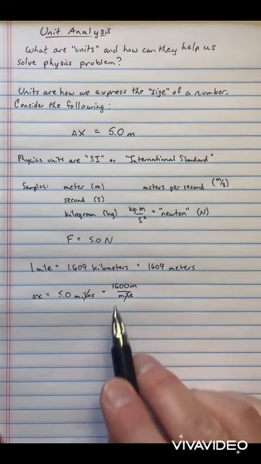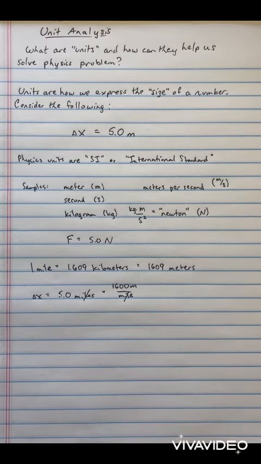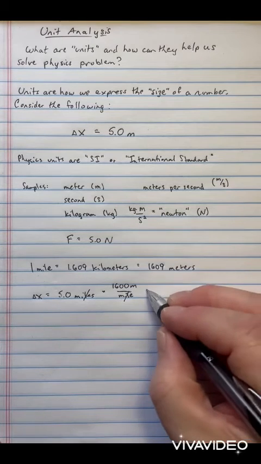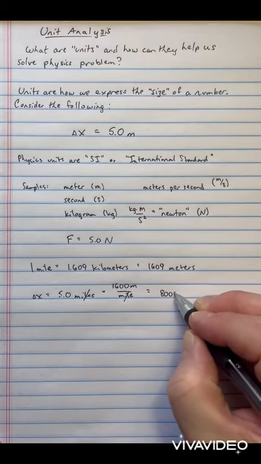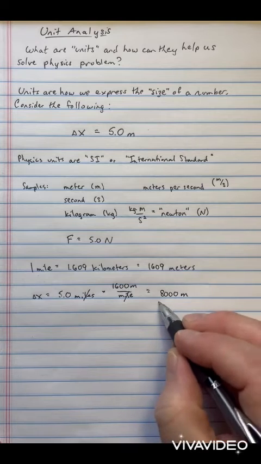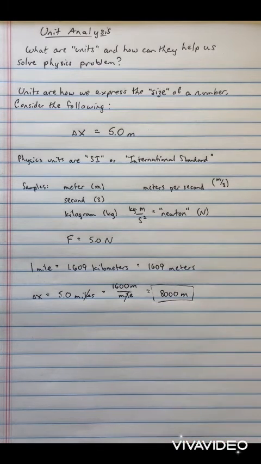5 miles times 1,600. If I'm doing my math correctly, that's 8,000. And so 8,000 meters would be my answer, right? So I can get that kind of result. Same kind of thing for a lot of other ideas then.